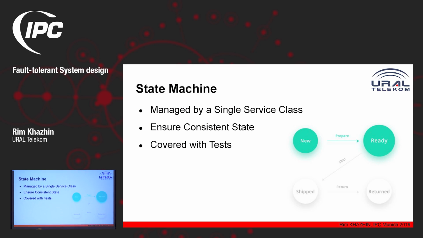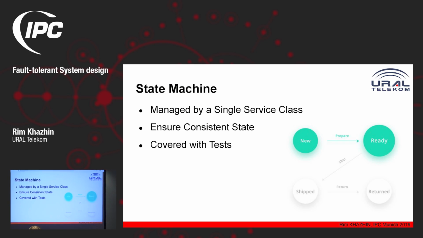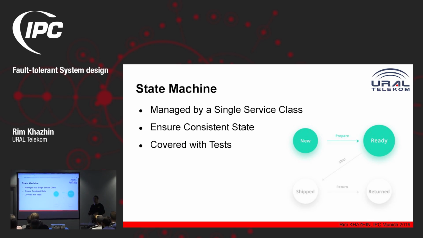So the invalid inconsistent state is solved by a state machine. The state machine should be managed by a single class. For example, the order is new, order service. Okay, new order. It transitions to ready state. It transitions to shipping state. Transitions to completed or returned. From here, it can go to refund, whatever, or negotiation. But it should be done through a single class, through a single service. And it's easy to cover it with unit tests and to make a setup.